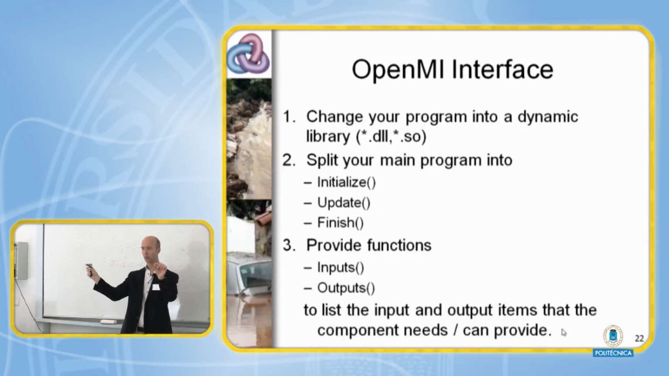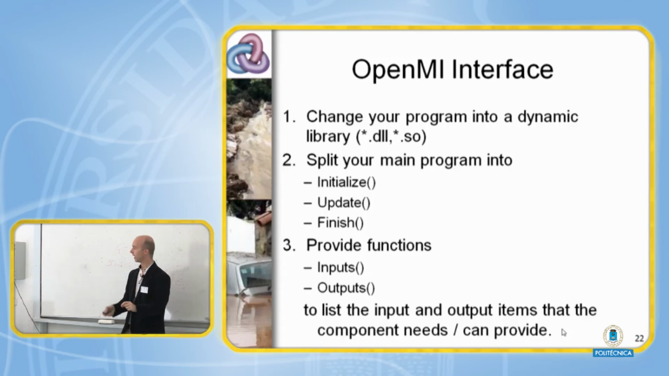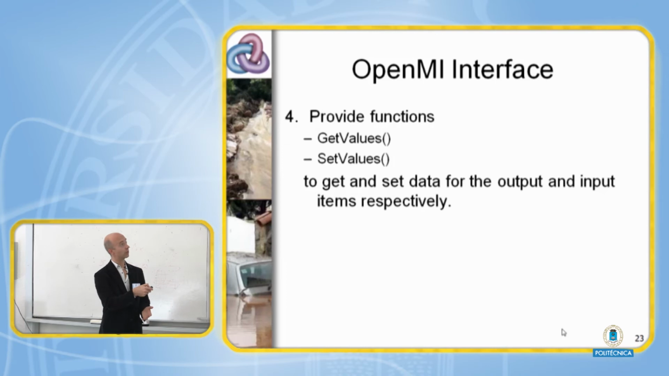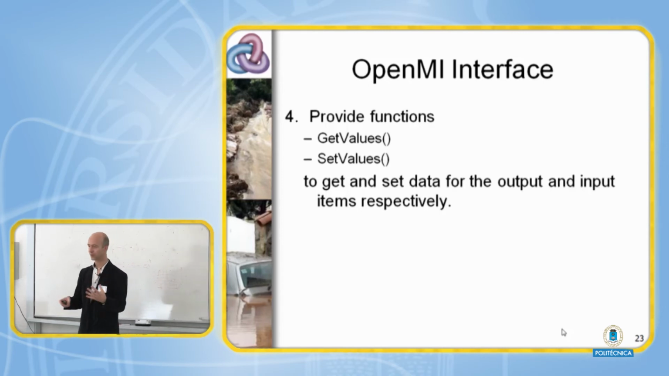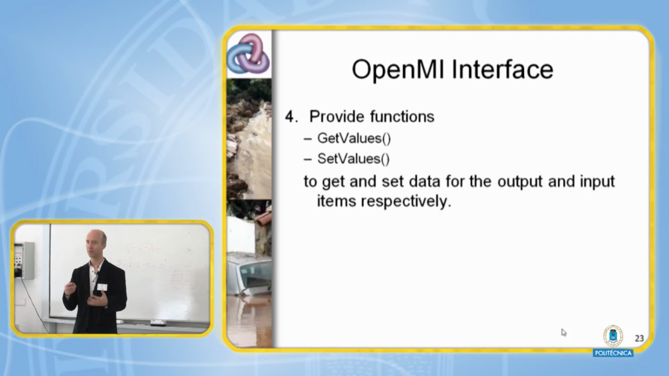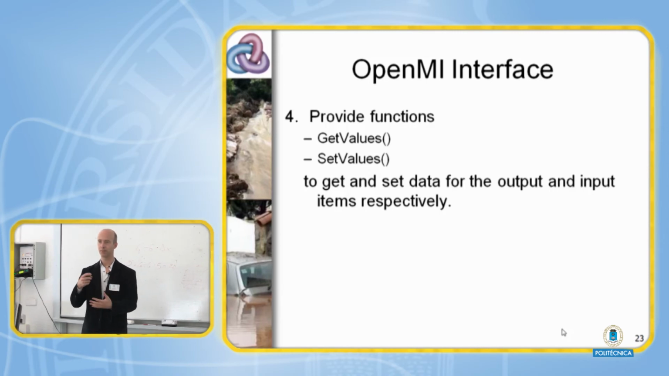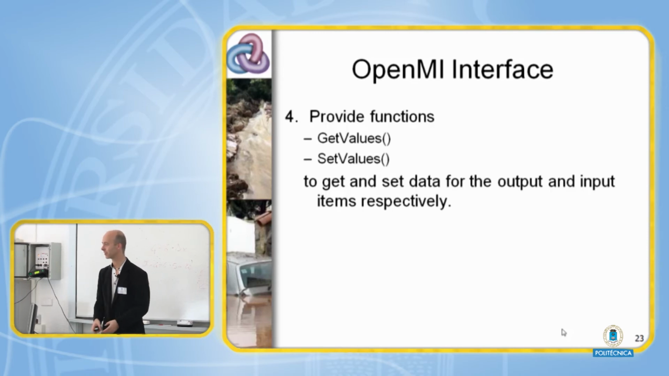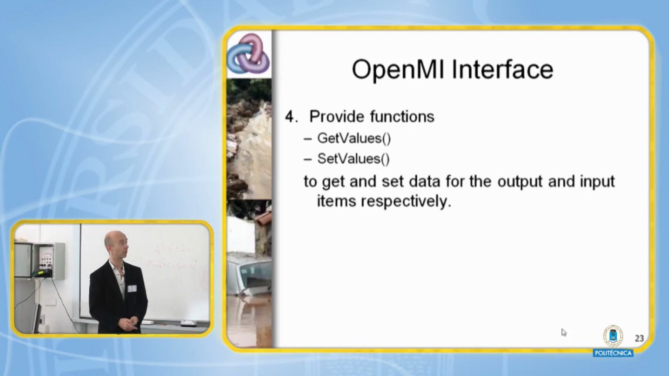You configure which data transfers you want, and then at runtime the system calls get values and set values to transfer data from one component to the other component. And there are all kinds of issues of adapting for different grids and different time stepping, but that's too much detail for this training course at this moment.